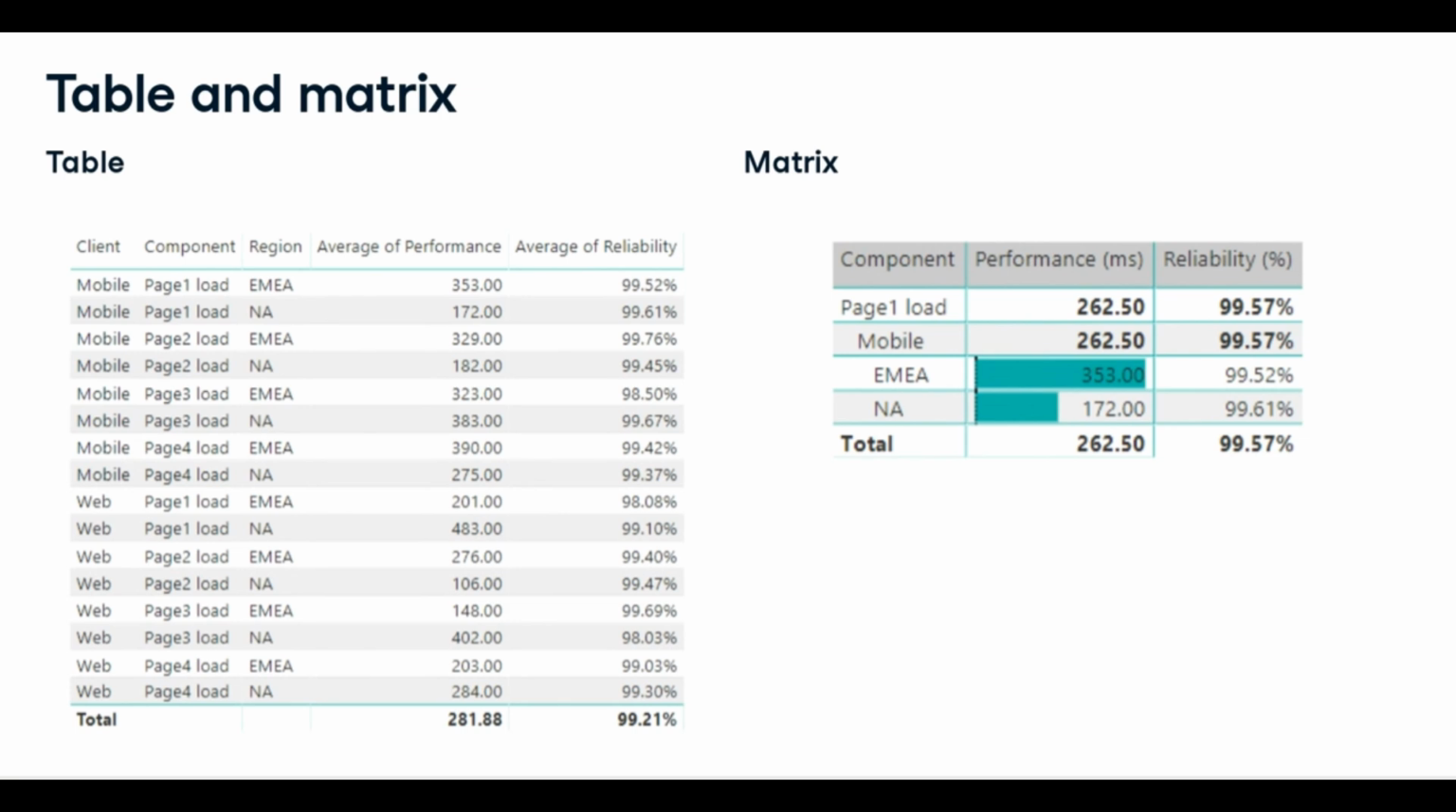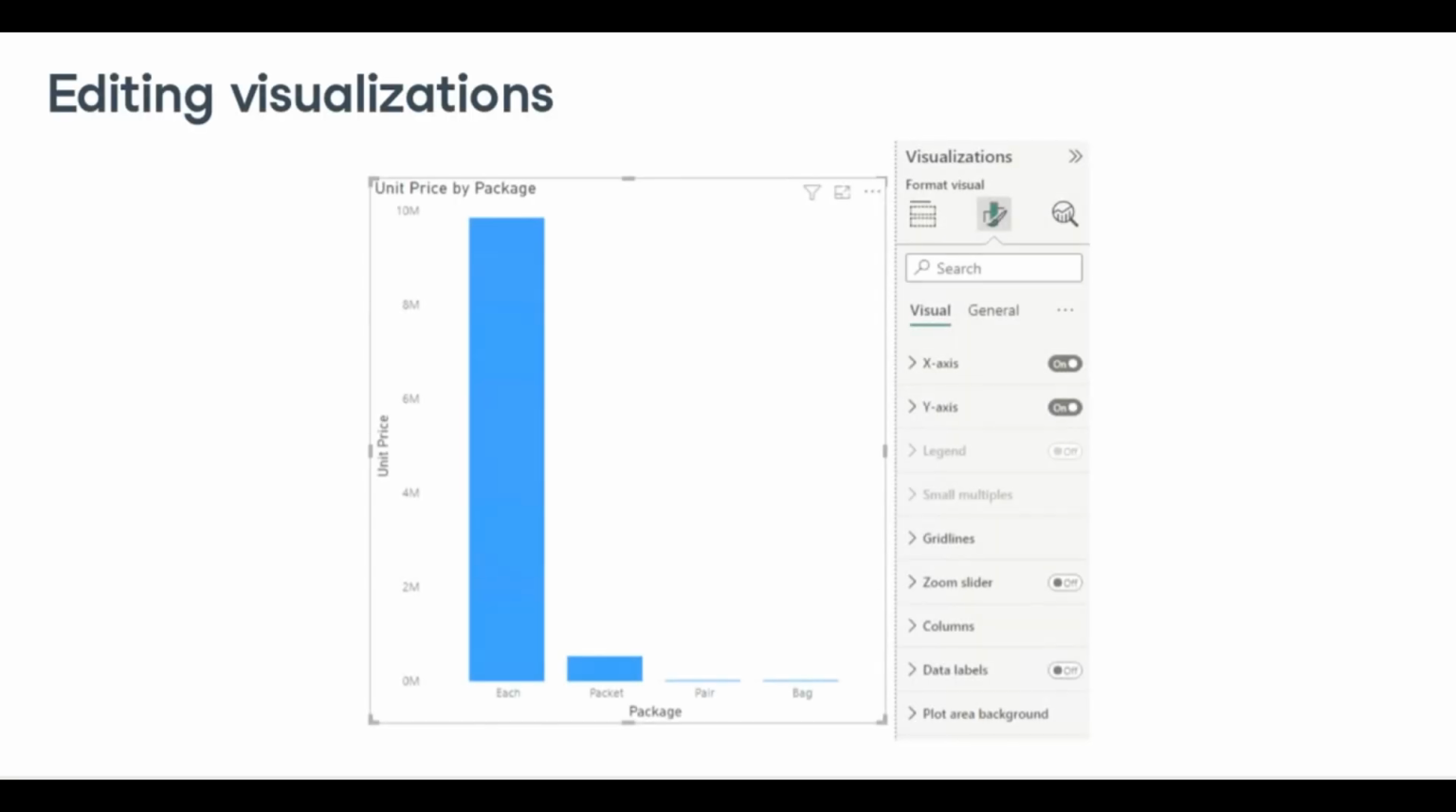A table is a grid that contains related data in a logical series of rows and columns. It may also contain headers and a row at the bottom for totals. A matrix is similar to a table in that it is made up of rows and columns. However, a matrix can be collapsed and expanded by rows and/or columns. In the example, you can see that we expanded the data to focus on region for mobile loads of page 1. All the charts we just discussed can be edited using the options included in the paintbrush.